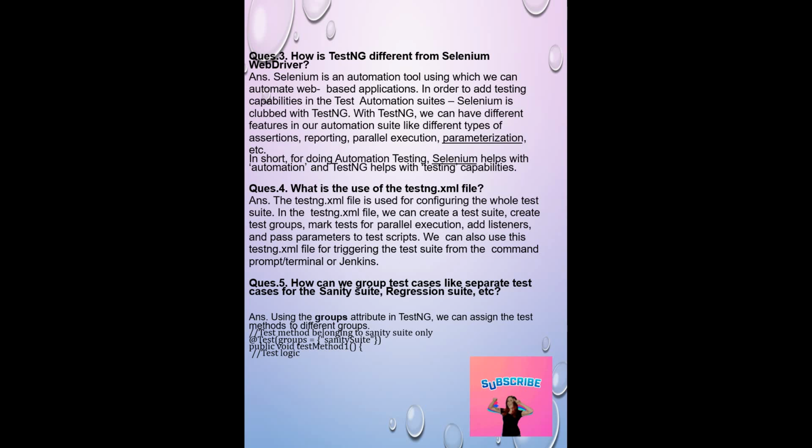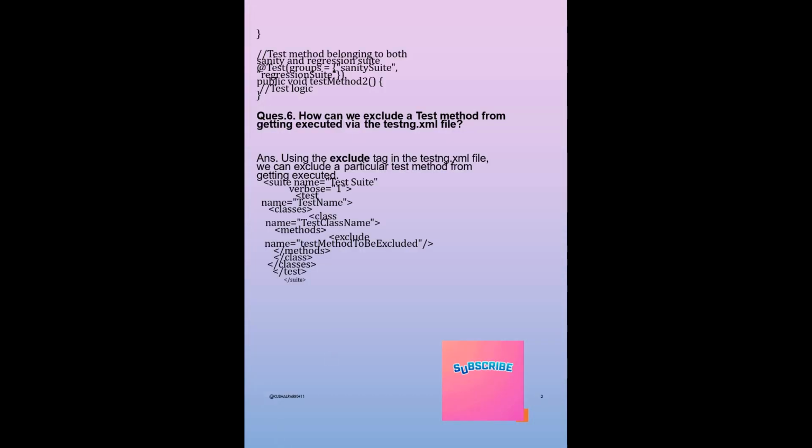So how can we group test cases, like separate test cases for a sanity suite and a regression suite? Using the groups attribute in TestNG, we can assign the test methods to different groups. For a test method belonging to the sanity suite, we can use groups equals sanity. I think there is a little problem in this line. And that's how you can put it. You can have the Test annotation with the group. Again, you can have groups equals sanity. This is how it has to be.